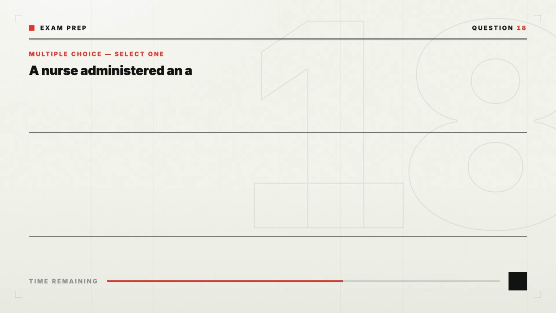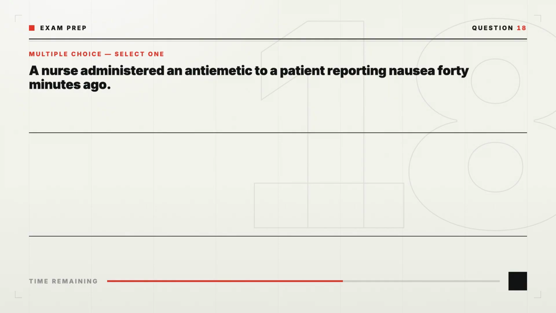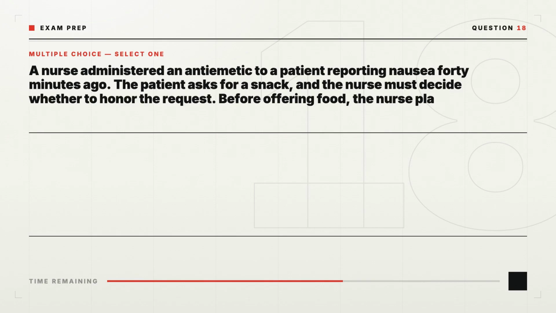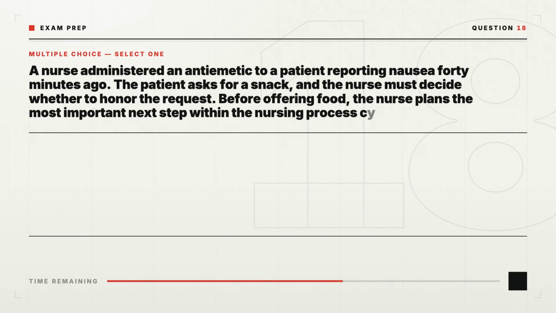Question 18. A nurse administered an antiemetic to a patient reporting nausea 40 minutes ago. The patient asks for a snack and the nurse must decide whether to honor the request. Before offering food, the nurse plans the most important next step within the nursing process cycle.